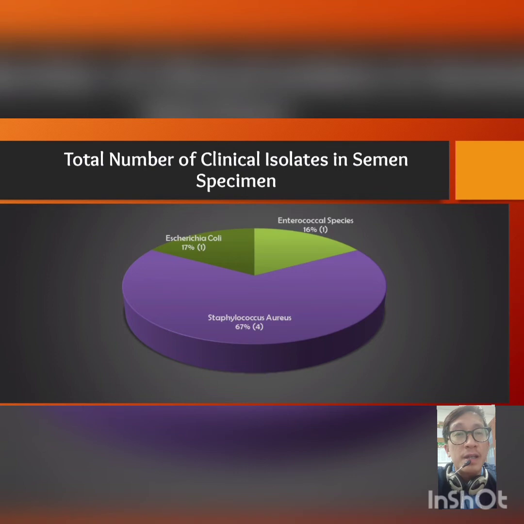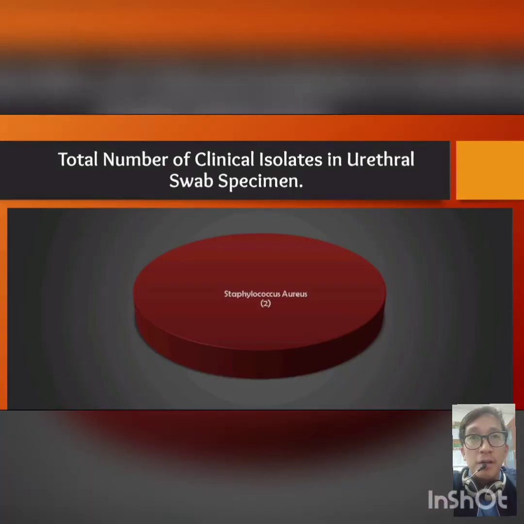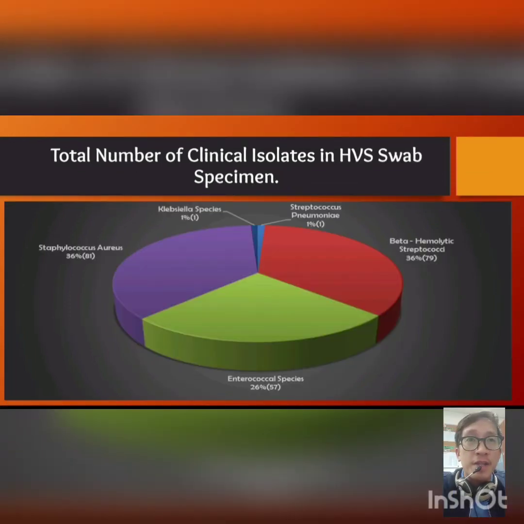Now, for clinical isolates in semen specimen, most of the clinical isolates found in semen are Staphylococcus aureus with 4, followed by E. coli and enterococcal species with 1. For clinical isolates in urethral swab specimen, we have only Staphylococcus with 2. Now, for HVS swab specimen, number 1 is Staphylococcus aureus with 36% or a total of 81 clinical isolates.